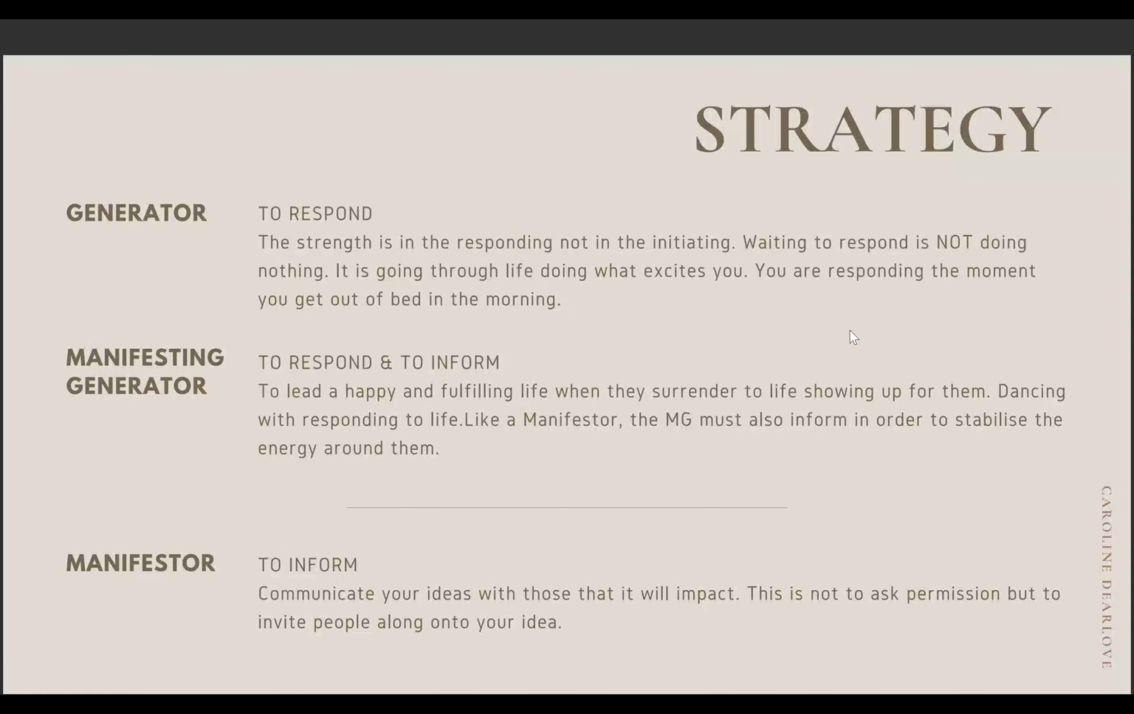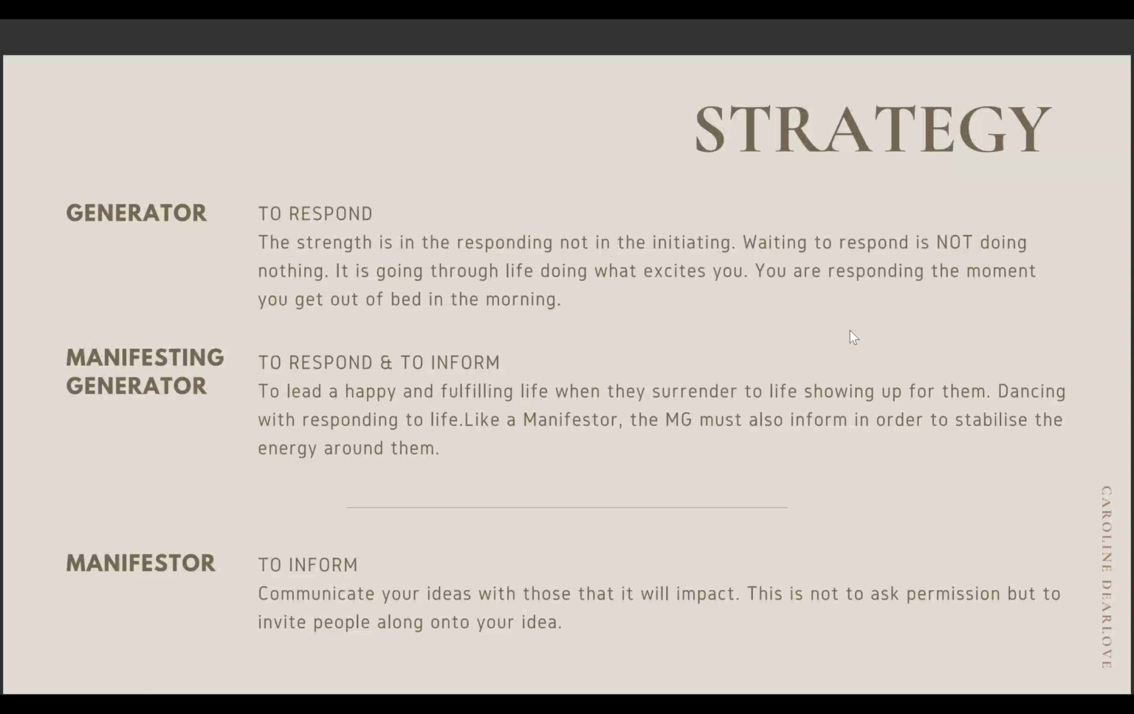Manifesting generator, you're here to respond and to inform. To lead a happy and fulfilling life, you surrender to life showing up for you. You're really dancing with responding to life. And like a manifestor, the MG must also inform in order to stabilize the energy around them.